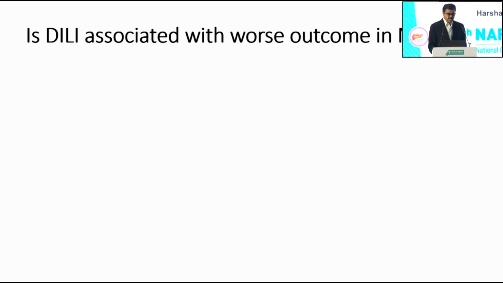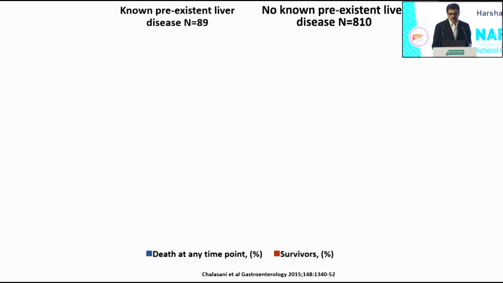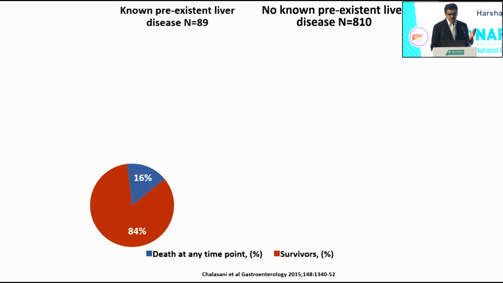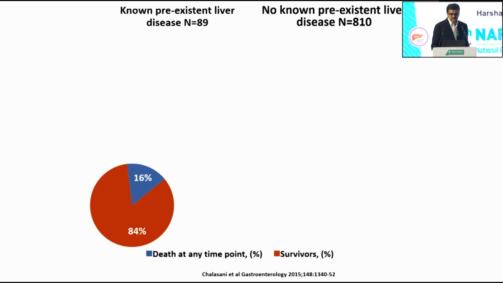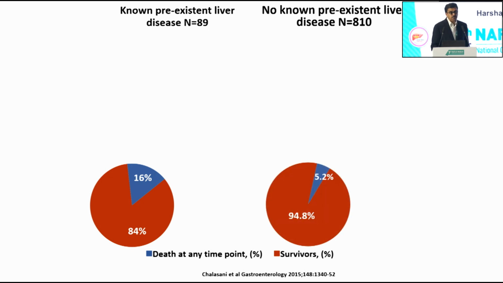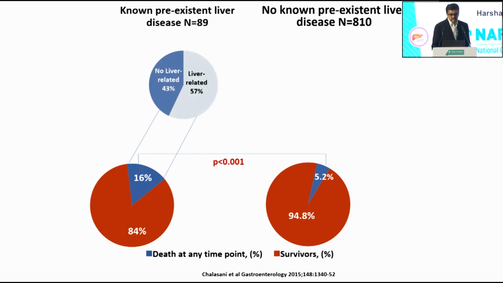The next question is, is DILI associated with worse outcome in non-alcoholic fatty liver disease? And the next 2 slides are on the drug-induced liver injury registries. So this is the DILI registry, where they had 899 patients, 89 with known pre-existent liver disease. No pre-existent disease was 810. So you had a mortality of about 16% in the patients who had pre-existent liver disease. Mortality was 5.2% for those who had no underlying liver disease, and that was significant.